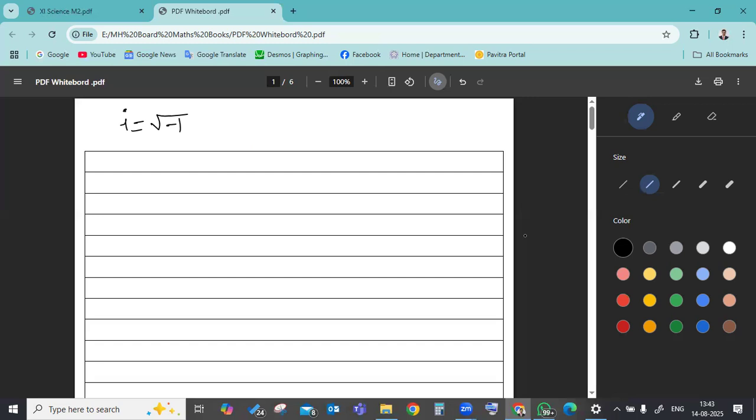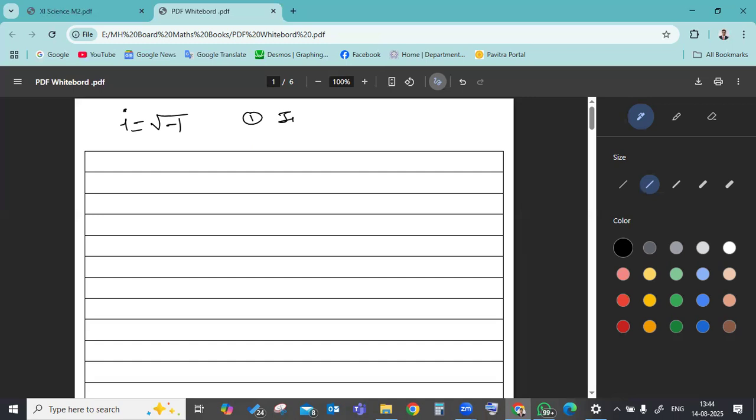Then we have seen equality of complex numbers, right? And the last part we have seen is the Argand diagram, right? So these topics we studied yesterday. Okay, is it clear? Yes.